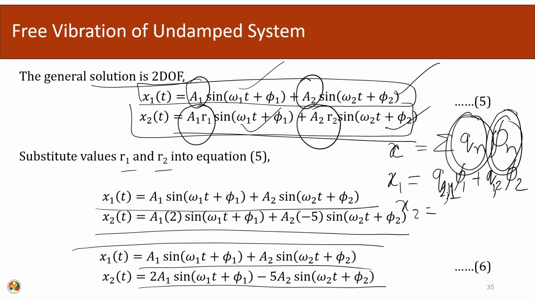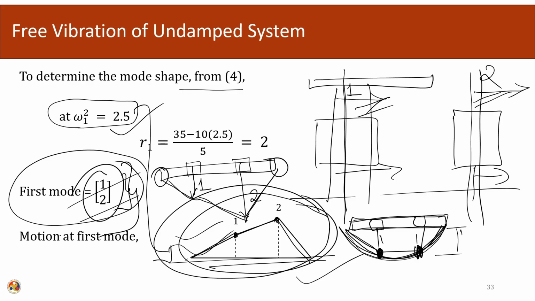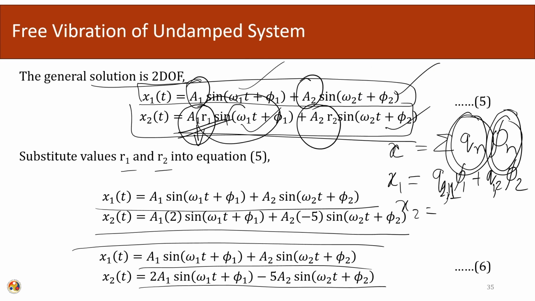So, R1 and R2 for the first frequency: this was the component due to A1, A2. For the first frequency, R1 we have evaluated as 1 and 2. So, if this was 1, this will become 2. And for the second one we have evaluated this as 1 and minus 5. So, this is what we are writing out here: 1, 2, 1 and minus 5. And here we are rearranging the equations.